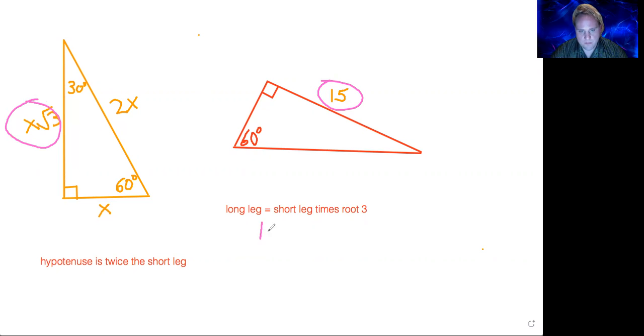So we could say 15 equals x root 3. Now we have an equation, so we've got to isolate x. You're going to do that by dividing by root 3 on both sides. This will cancel. x is 15 over root 3. Now, this is not a proper way to leave an answer. We have to rationalize this.